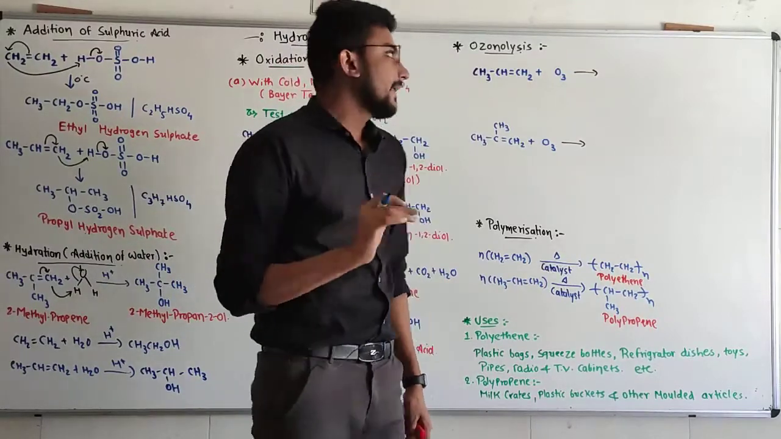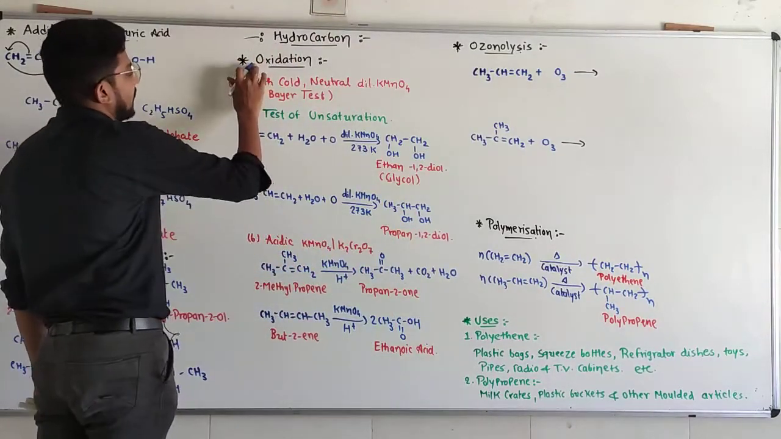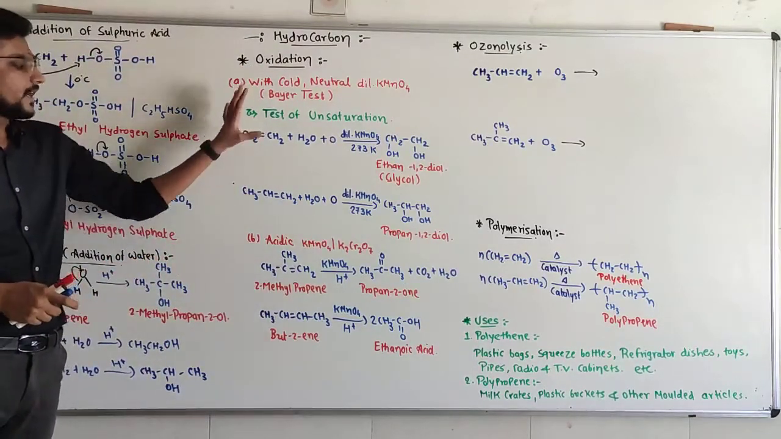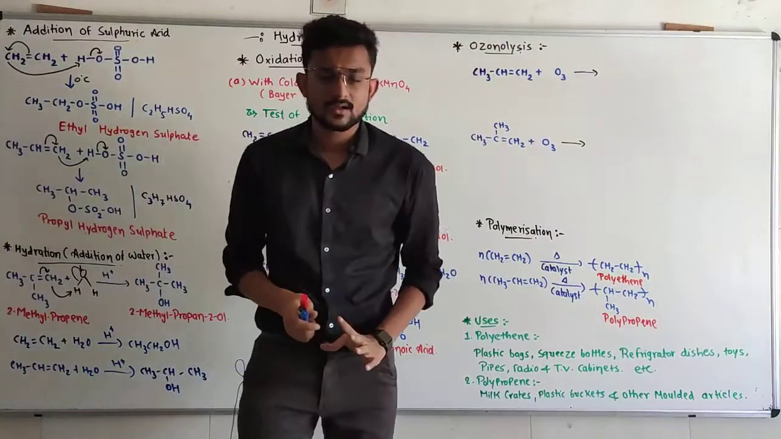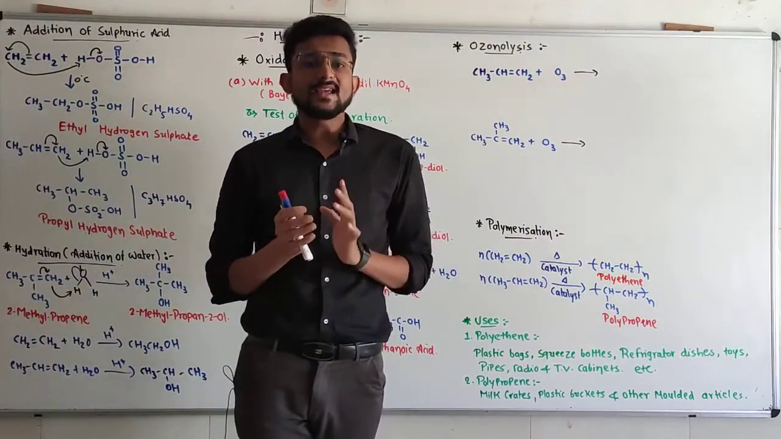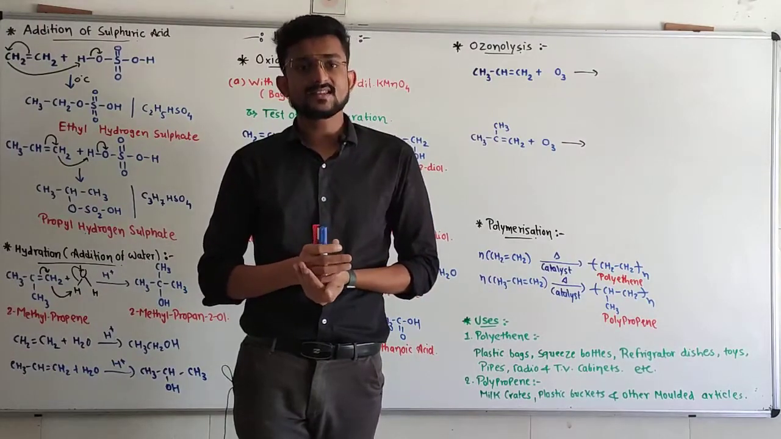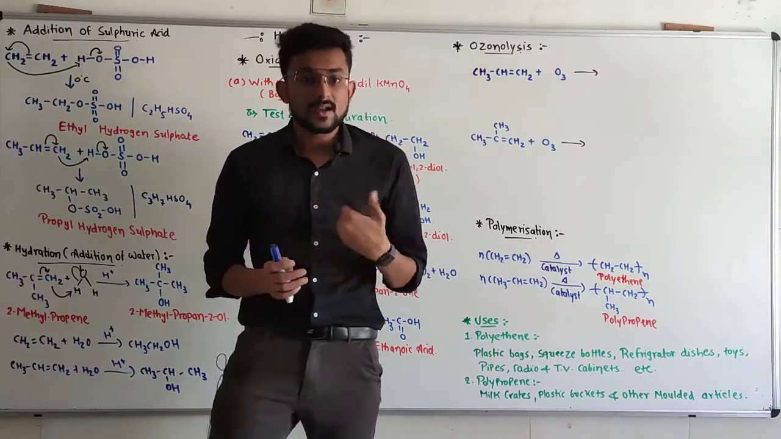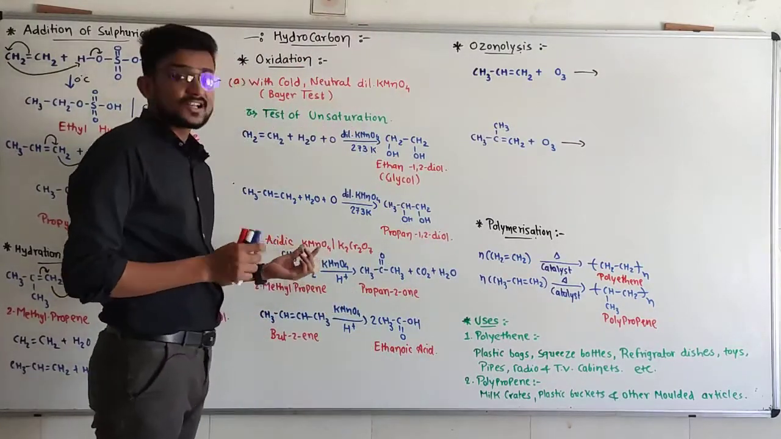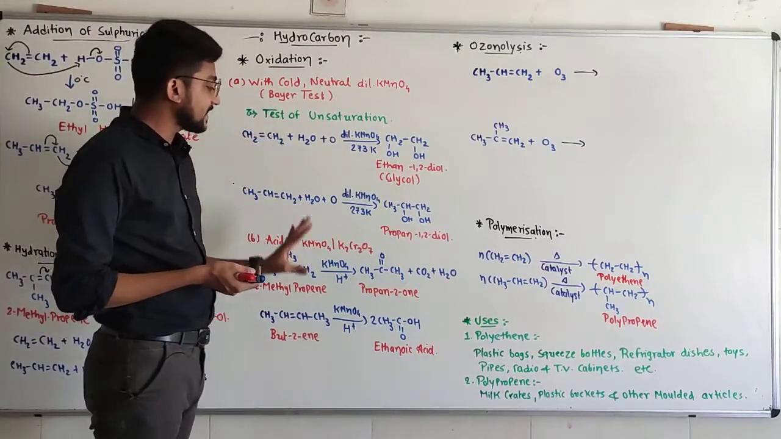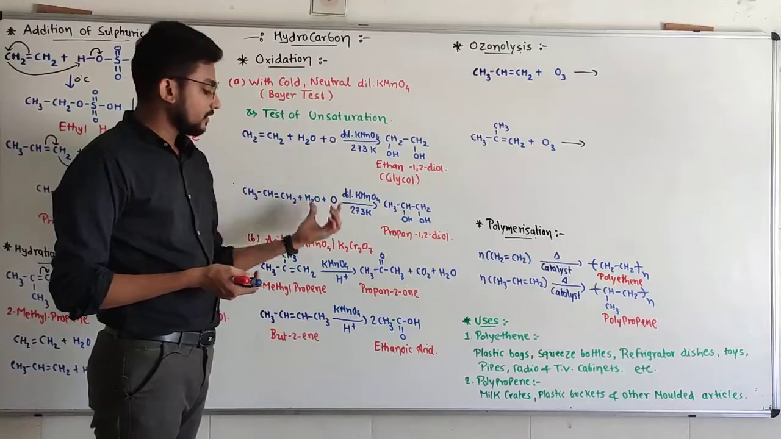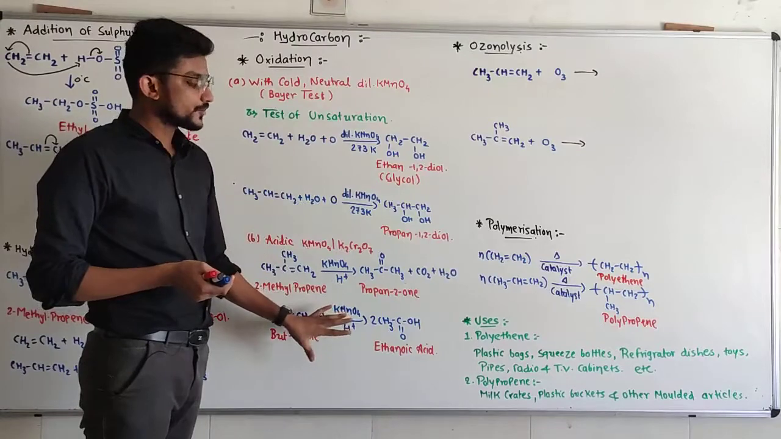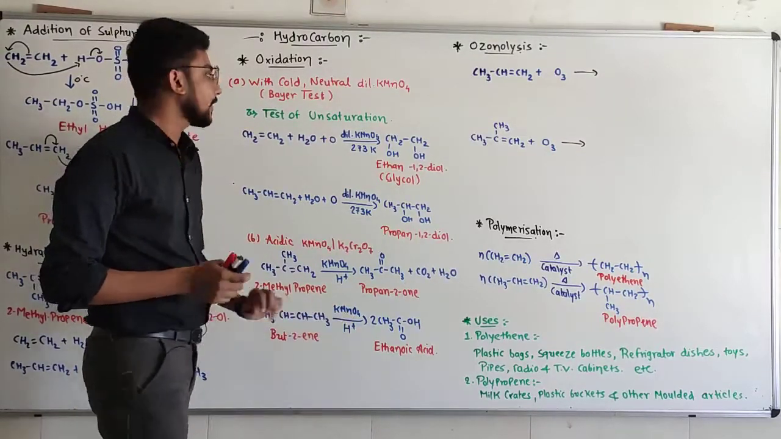Okay. Now, our next topic is oxidation reaction. First of all, there are two types of oxidizing agent. The first is the mild oxidizing agent, meaning they give only alcohol. Another type is the strong oxidizing agent. That's why two categories are there: one is weak oxidation and one is strong oxidation.